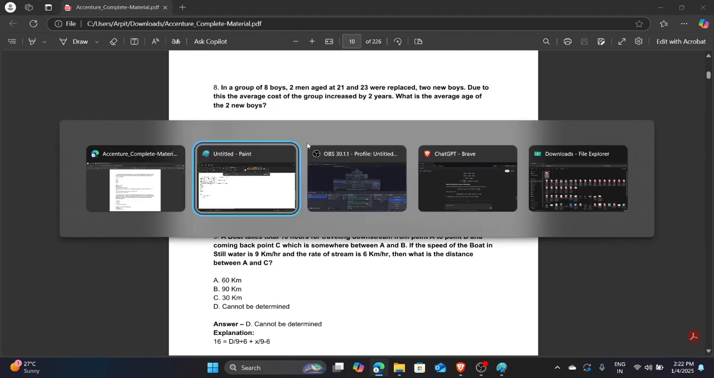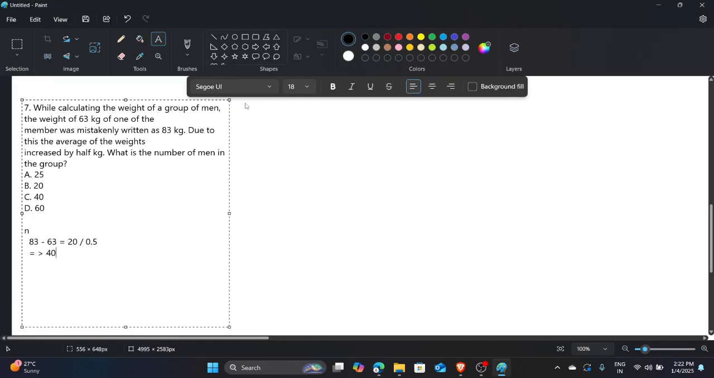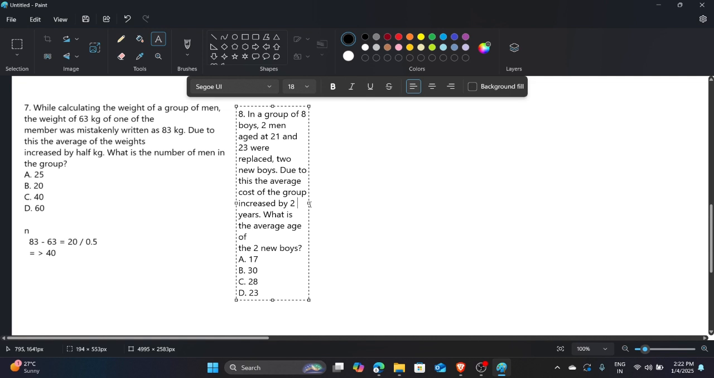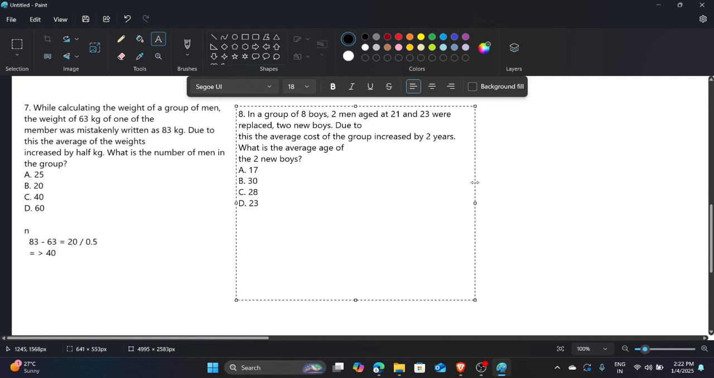Now we try to do some more questions. In a group of 8 boys, two boys aged 21 and 23 were replaced by two new boys. Due to this, the average age of the group increased by 2 years. What is the average age of the two new boys?